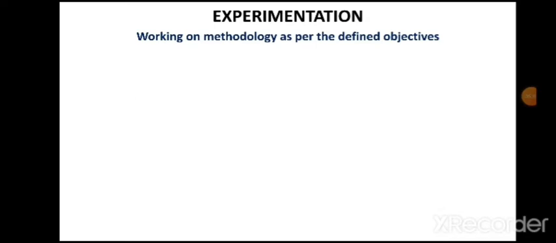After deciding the objectives, the next step is to go for experimentation. That means the first part is to write the project proposal, defining the problem, and after that we go for experimental work. Whatever is proposed in your research proposal or dissertation proposal, we carry out experimental work, we carry out investigation on those particular objectives. So we work on the methodology as per the defined objectives.